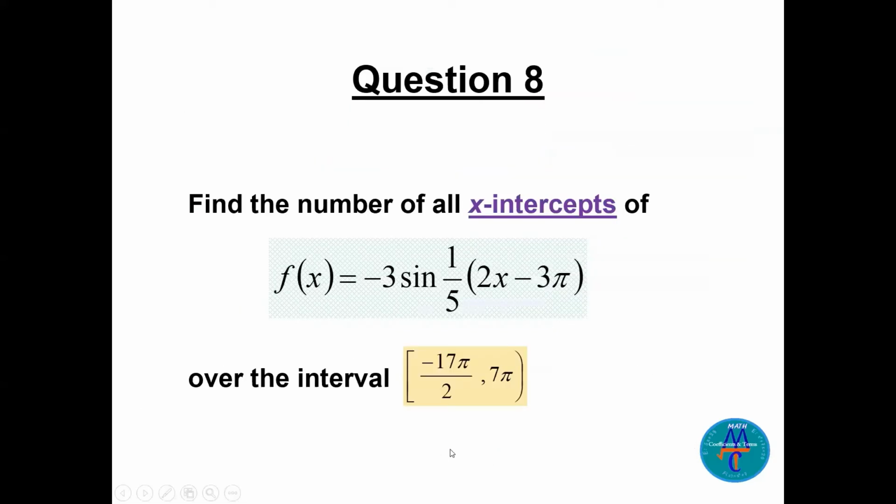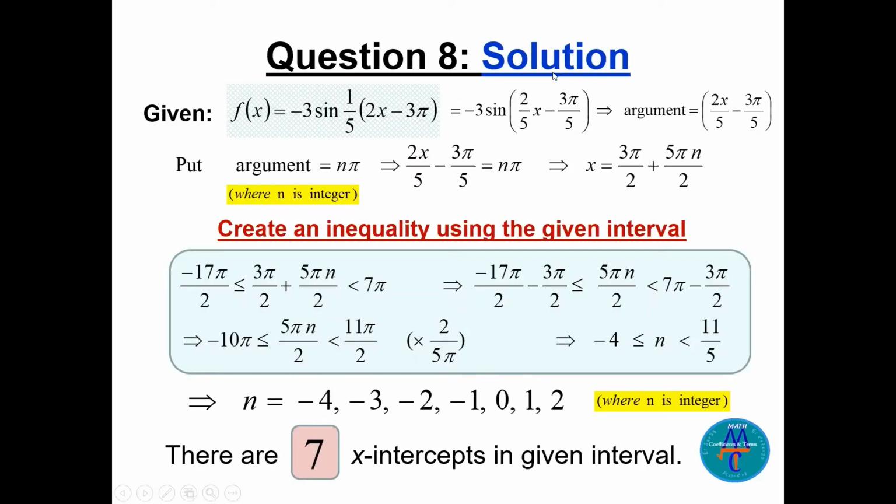Question number 8, find the number of all x-intercepts of this function minus 3 sine of 1 over 5 times 2x minus 3 pi, over the interval, closed interval, minus 17 pi over 2 to 7 pi open. Now for the solution of question number 8, we take the function and we have to multiply 1 over 5 times this bracket here, so that we can find the argument. So it will be 2 over 5x, or we can write it as 2x over 5 minus 3 pi over 5. This is the argument.